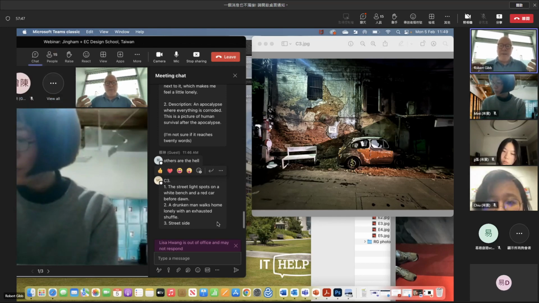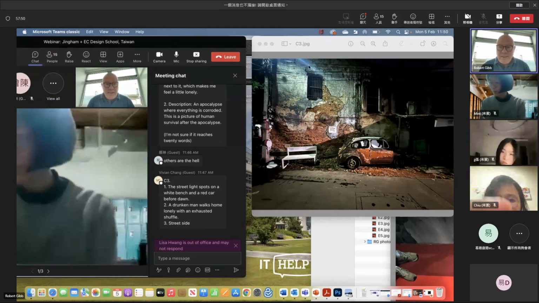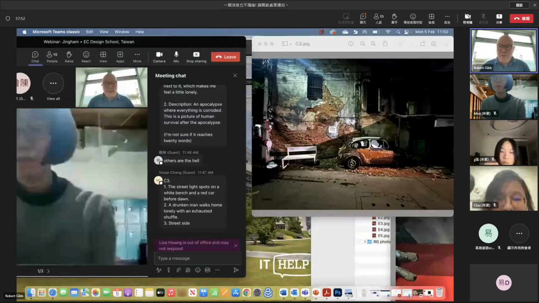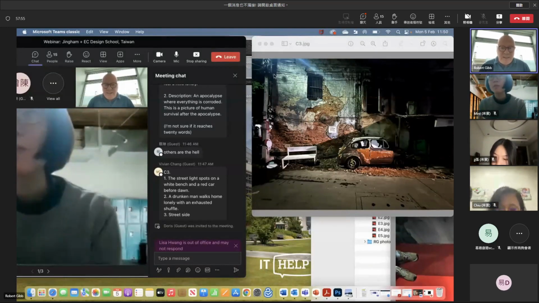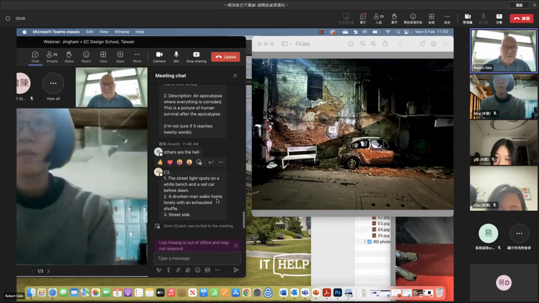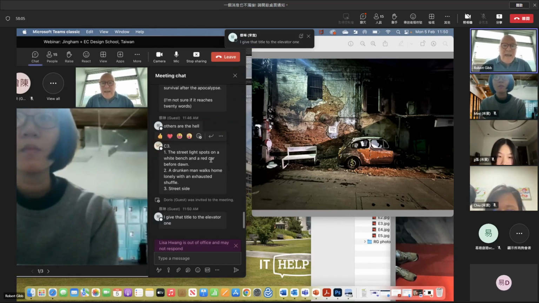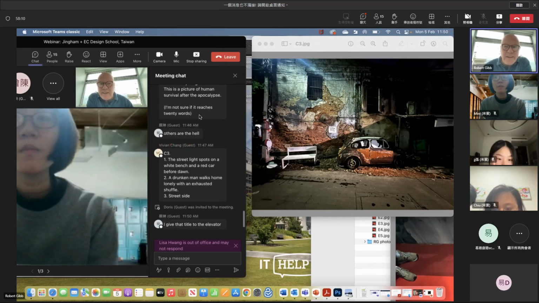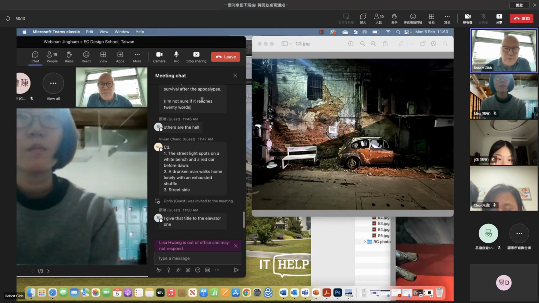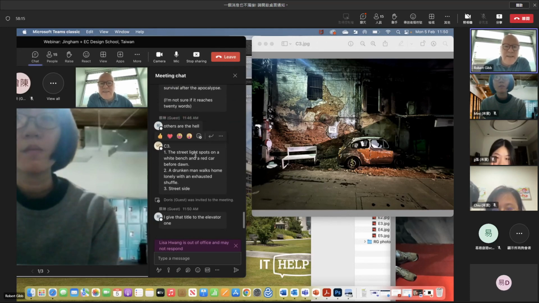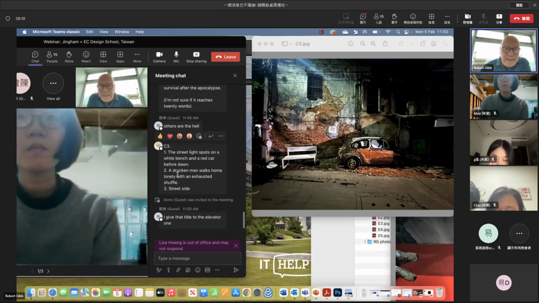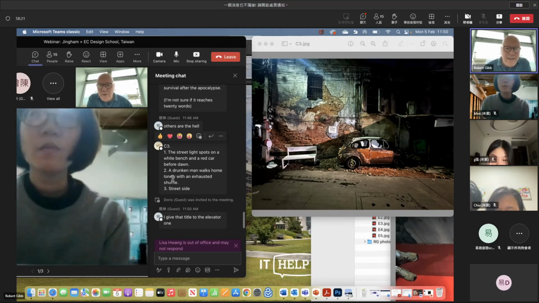What you're starting to do is look at the small beam of light at the top, almost like a spotlight falling on it. And it is actually, that's a light. I think what you've done there, which is interesting, you're saying this part here, on the white light on the bench, and the red car before dawn. So person 1 has said apocalypse because of the decay and the corrosion. Person 2 has said, you know, it's before dawn. And you've also said a drunken man walks home alone as an exhausted shovel, and you've called it side street.